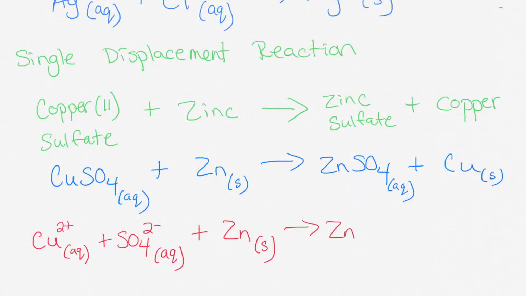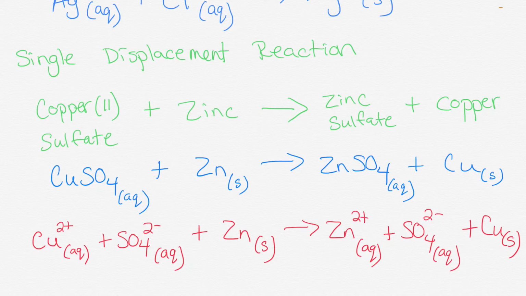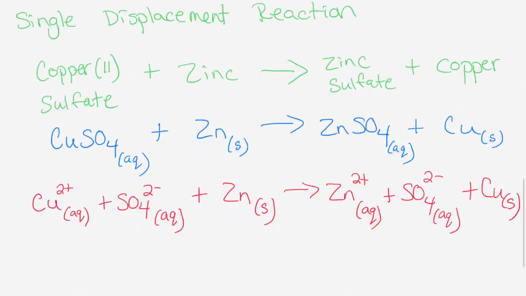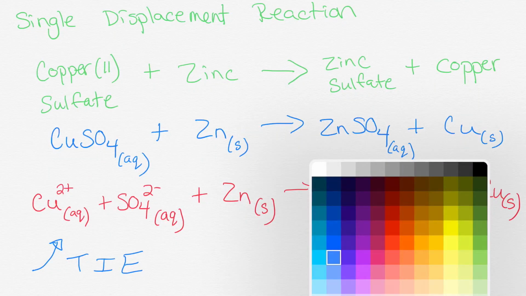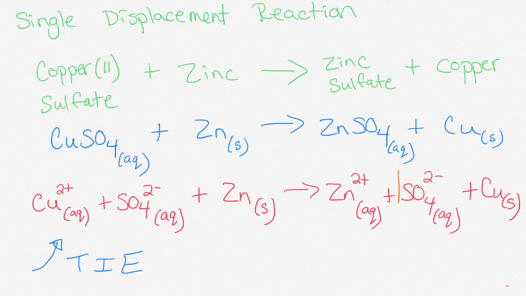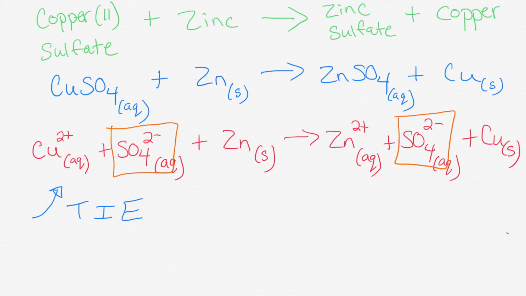On the right side, we've got a zinc with a 2+ charge, that's aqueous, a sulfate, that's aqueous, and then our solid copper. And so that right there is going to be our total ionic equation. And so we sometimes use the short form for total ionic equation as TI. Right? We need to pick out our spectator ions. So here, looks like the only thing that's spectator is going to be that sulfate. It's the only thing that's the same on both sides. So then we're going to write our net ionic equation.